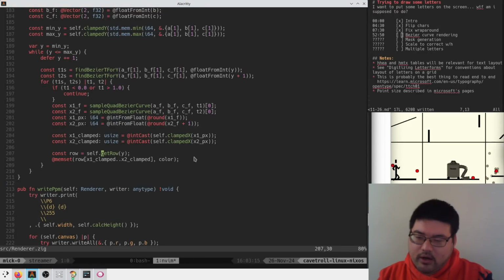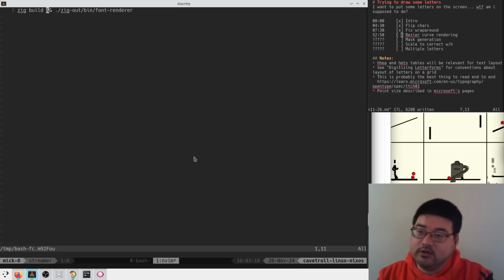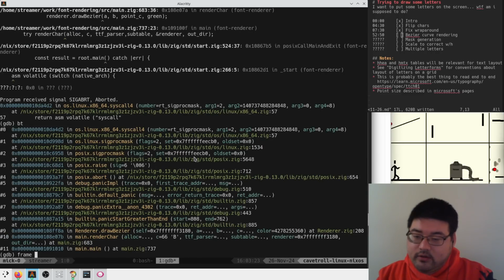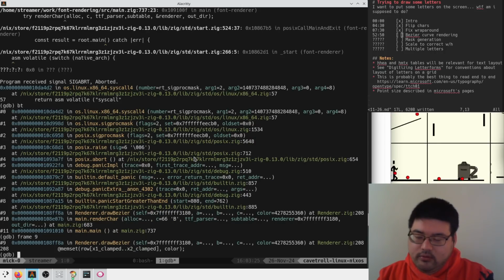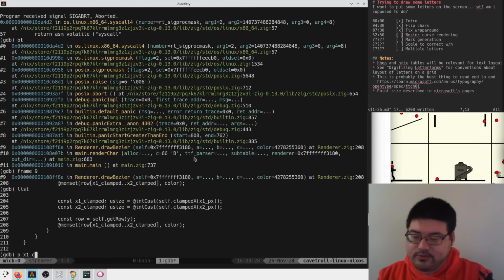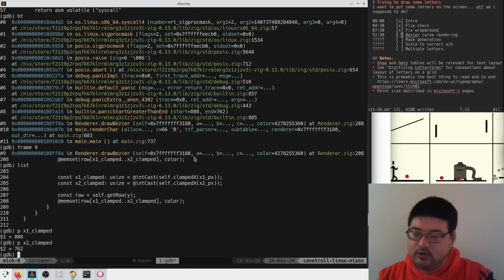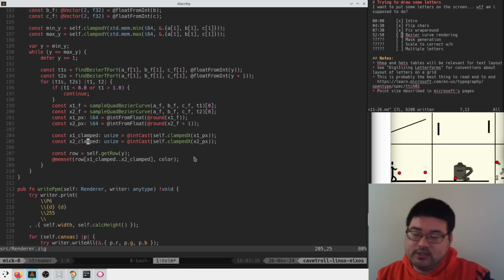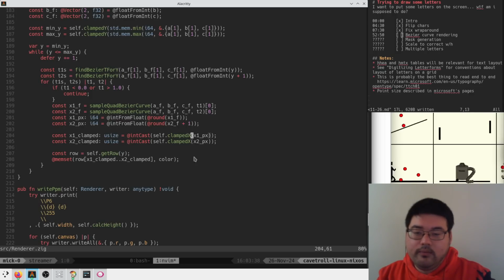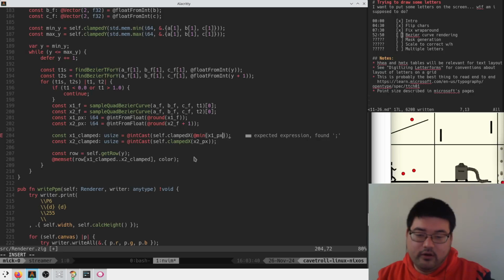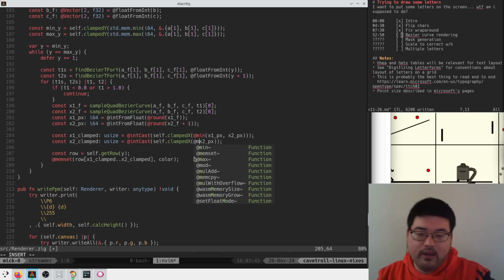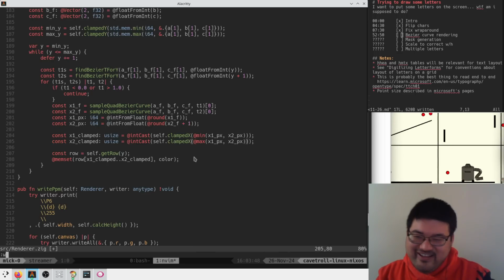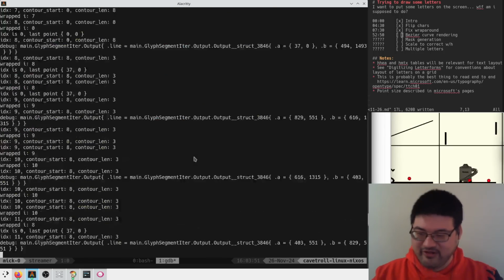Why? Can we just zig build and GDB args? So we have x1 clamped, x2 clamped. Oh, they're not out of range. They're in the wrong order. So we need to do min x1, x2, and max x1, x2. So much just what code going on.